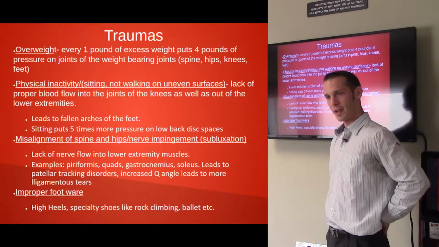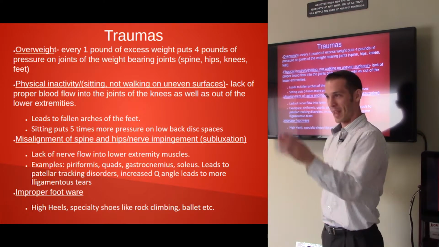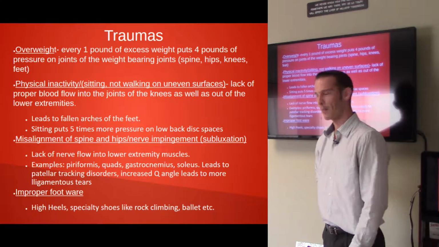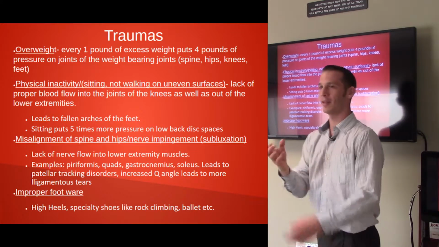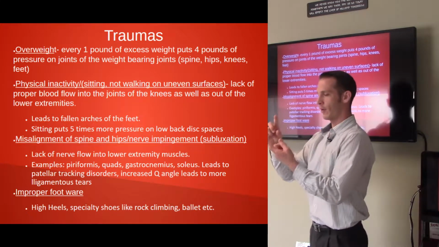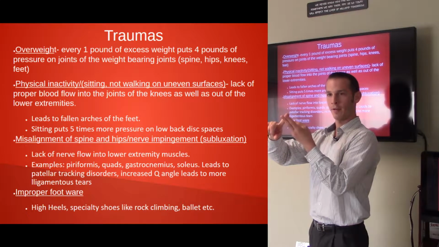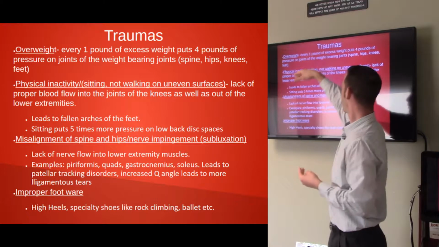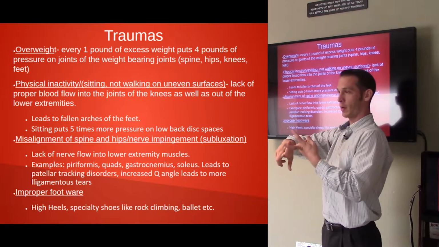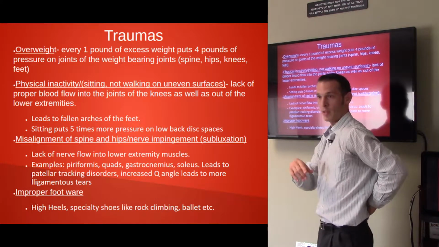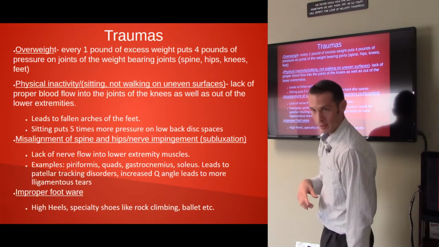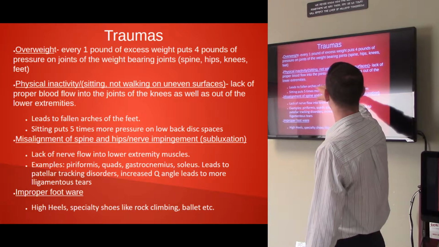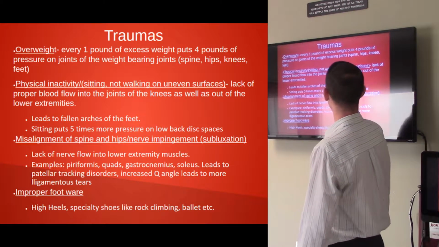So isn't that interesting? Golf swing 8 times, sitting 5 times. So what do you think? If you're overweight and sitting, because sitting leads to being overweight, you're putting more pressure on the lower extremity and on the lower back, which is where the nerves come out into the lower extremities. So: sitting, being overweight, not walking on uneven surfaces.